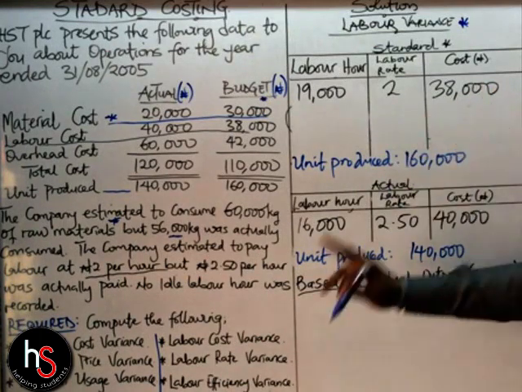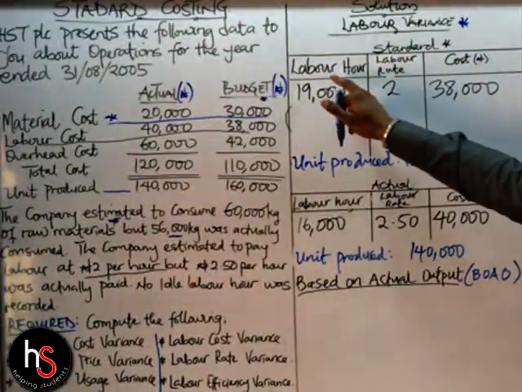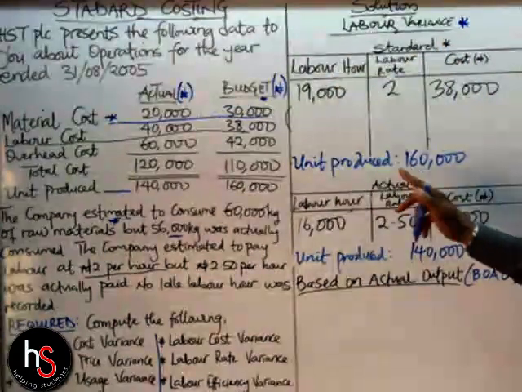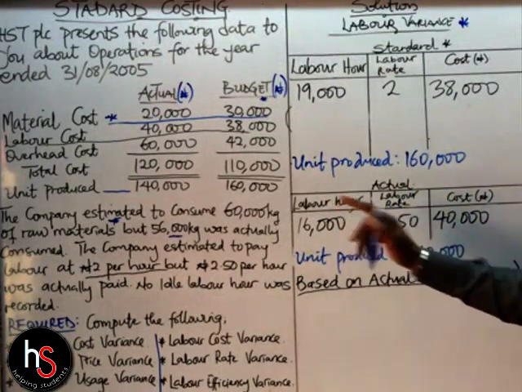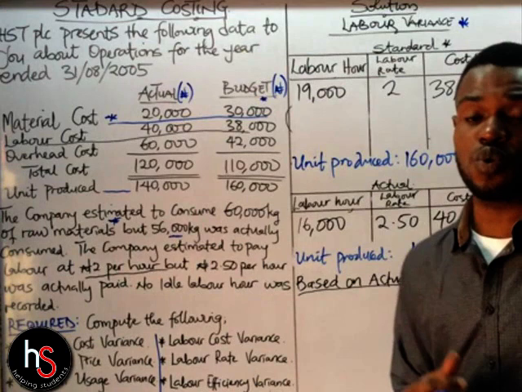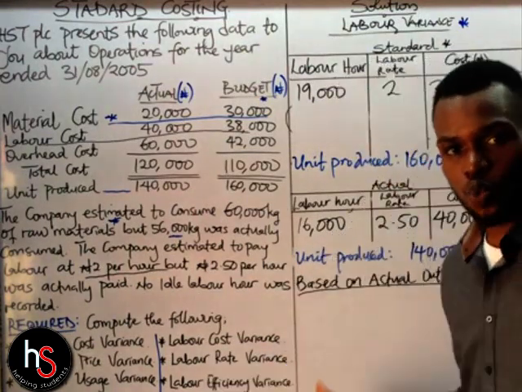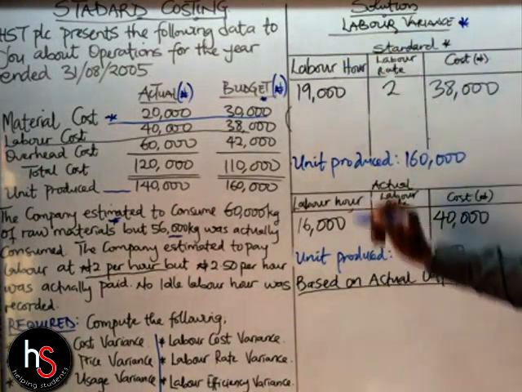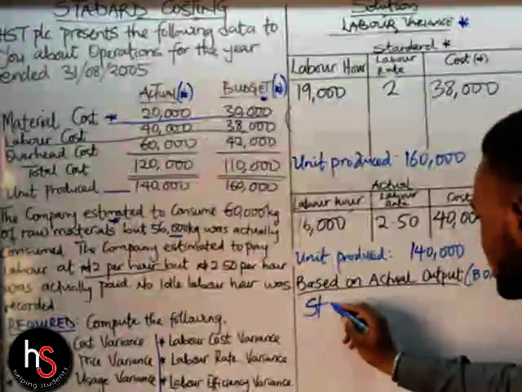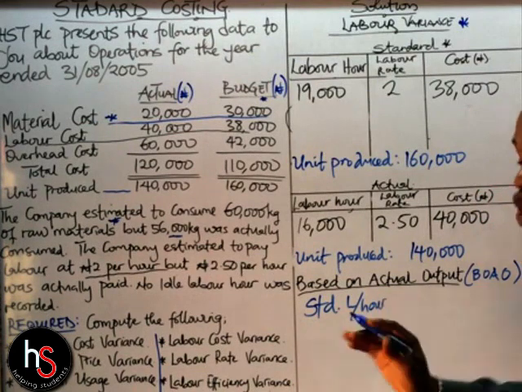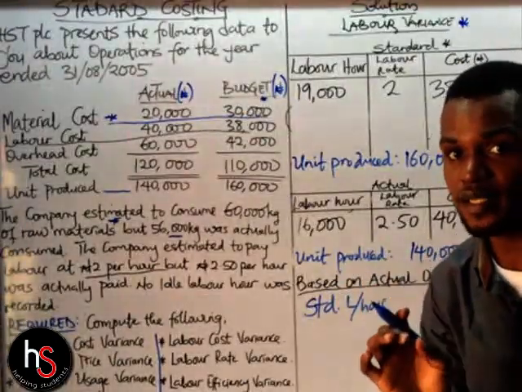Now, the formula goes this way. The standard labor hour divided by the standard units produced times the actual labor hour. Sorry, the actual units produced. The same way we derived it when we saw the material cost, it's what we are going to do here as well. So, standard labor hour. Please don't abbreviate in the exams, please.